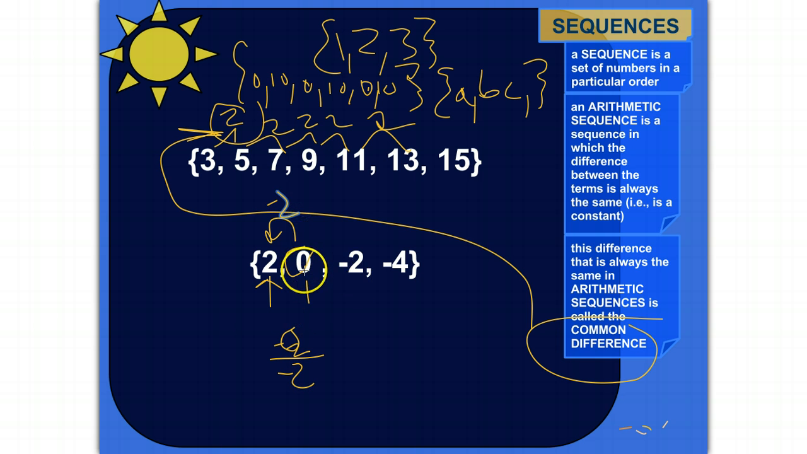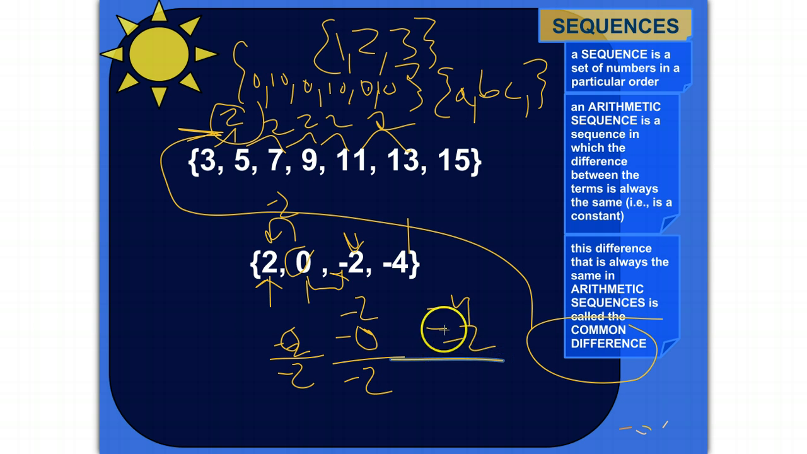Now I'm looking at 0. I look to the right. I've got negative 2 minus 0. The one before it is negative 2. Let's start with negative 2. Let's look to the right. That's negative 4. So negative 4, go back to the left, minus negative 2.